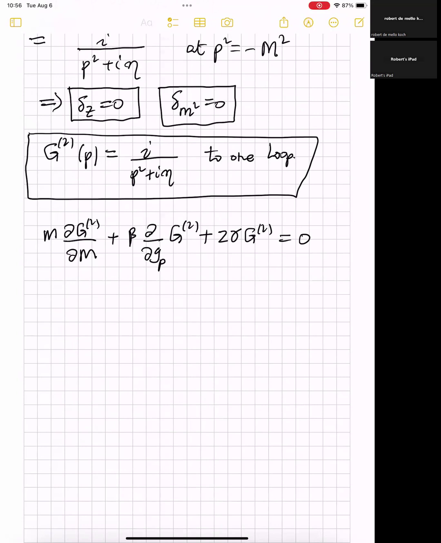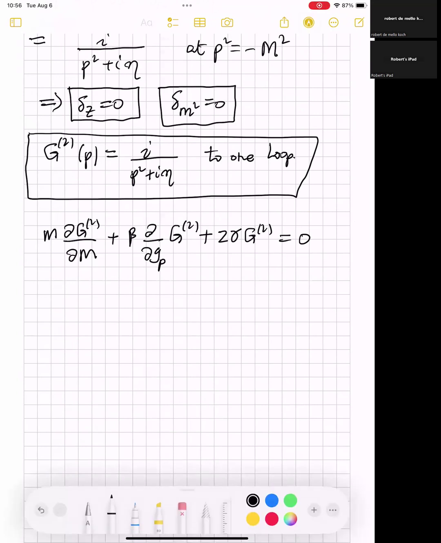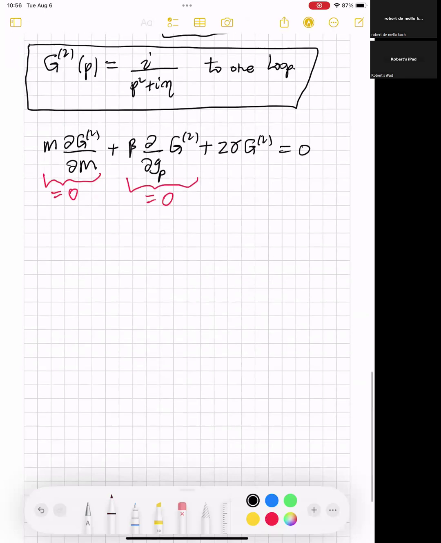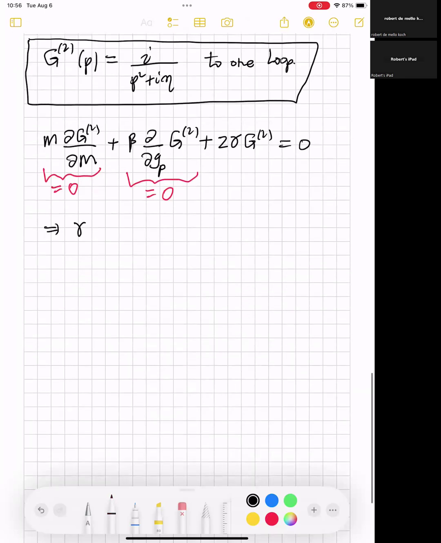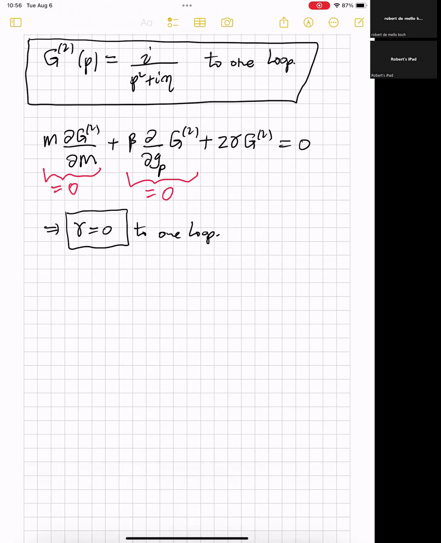Now, take a look at our 2-point function. It is quite obvious that it doesn't depend on m, so this term is equal to 0. It's also obvious that it doesn't depend on the physical coupling, so this term is also equal to 0. So what we learn is 2 gamma G2 is equal to 0. Since the Green's function itself is not 0, that means gamma is equal to 0 at 1 loop. So we figured out that the anomalous dimension vanishes to 1 loop. This was an honest calculation in renormalized perturbation theory. I hope that you can fill in all of the details.